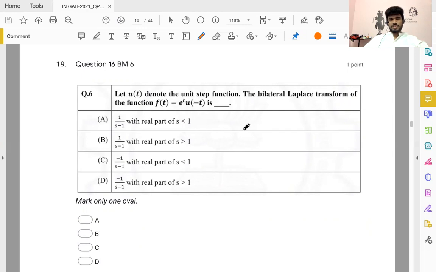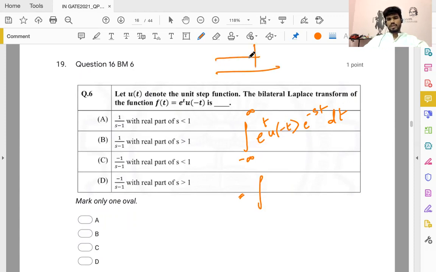Just use the Laplace transform definition, -infinity to infinity. So e power t u of minus t, e power minus st dt. This is the bilateral Laplace transform, -infinity, so it's bilateral. And notice, because it's u of minus t, that function is non-zero only for reversed t time, right? Then this thing becomes -infinity to 0 e power t into 1 minus s dt.